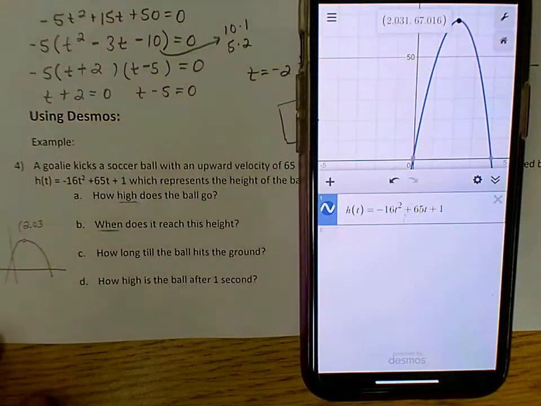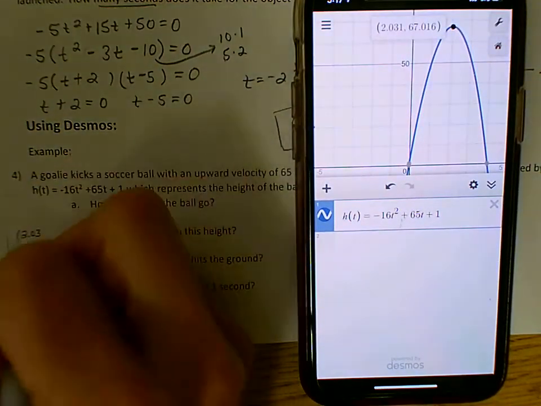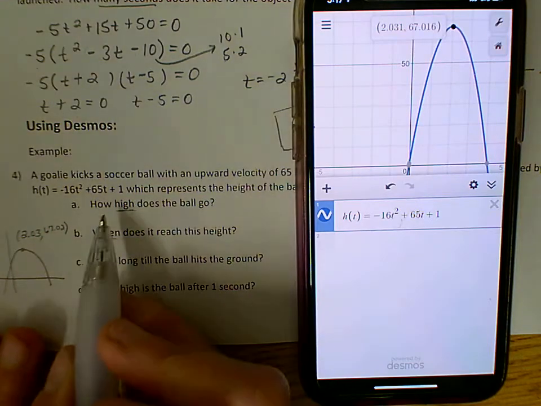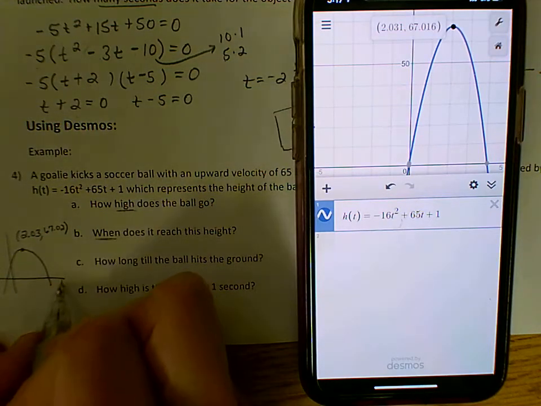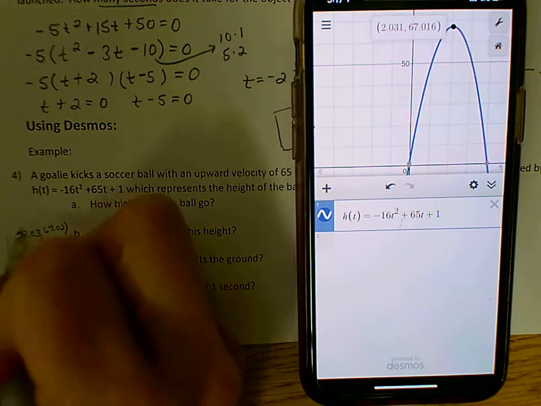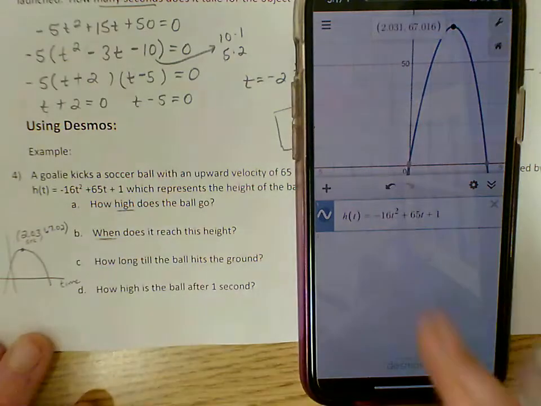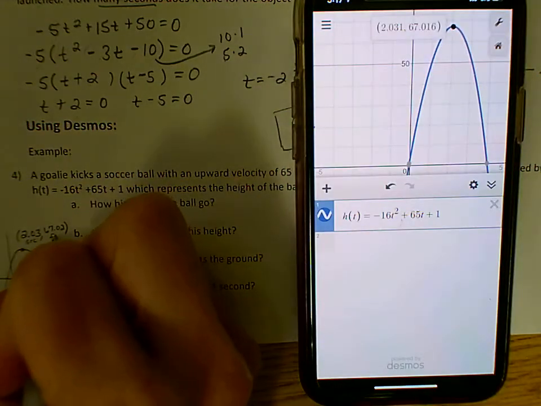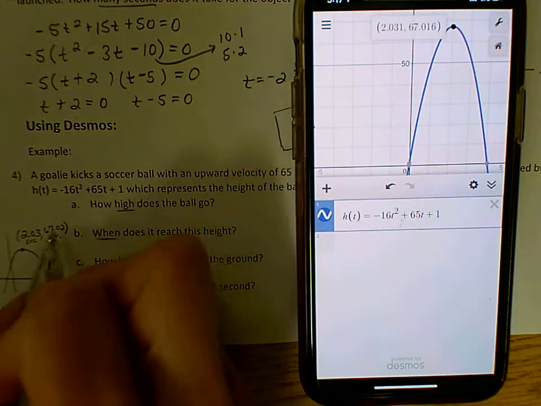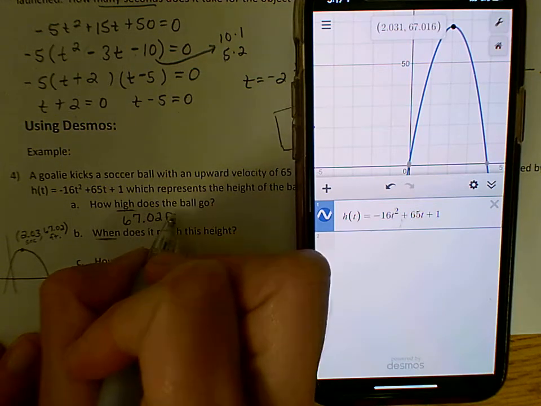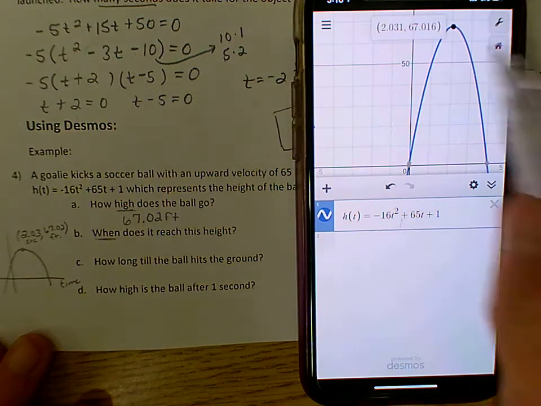And then that second number is the actual height. So we got 2.03, and then we have 67.0, and we'll round it to a 2 there, okay? So it says how high does it go? Well, your x value is the time, so that's like the seconds, and then this is the height, and it's saying that the height is in feet if you read the problem. So how high does it go? Well, it goes a height of 67.02 feet. That's the maximum that it goes because that's that top point.